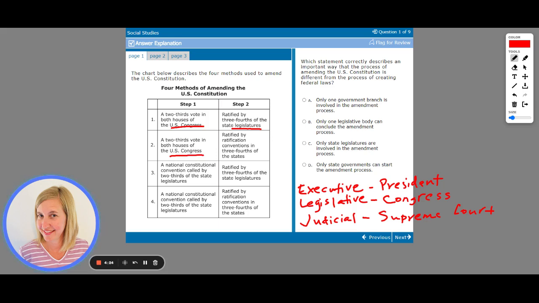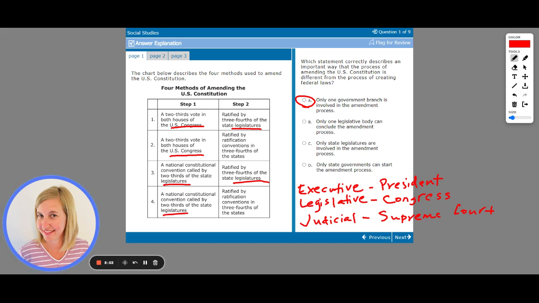Ratification convention, that's none of the branches. That's actually a convention where representatives are elected to go and attend and vote. So that's none of the branches. We've got legislatures, that's the legislative branch. More legislatures, and more ratification convention, which is again neither of the branches. So the only branch I am seeing here is the legislative branch, which is just one government branch. I feel like this is a really good answer choice, but let's continue to make sure we don't like any of the other ones.